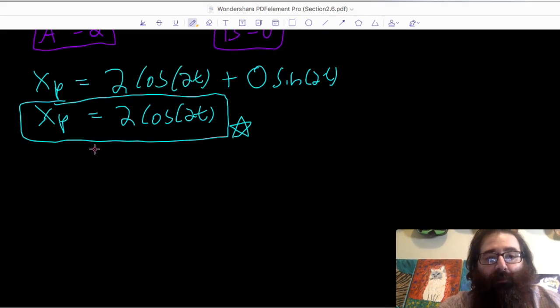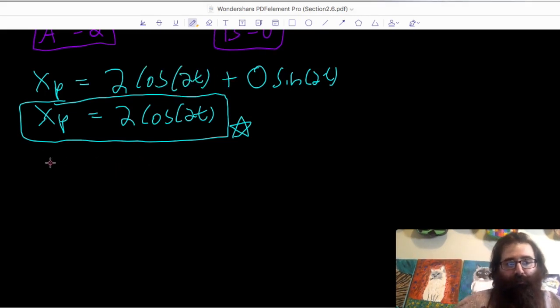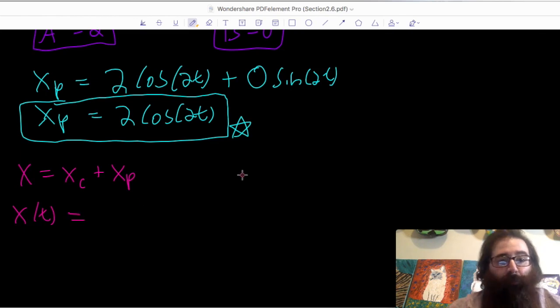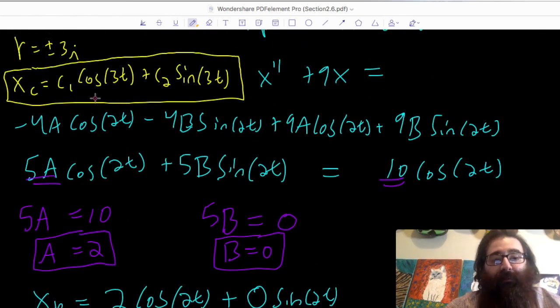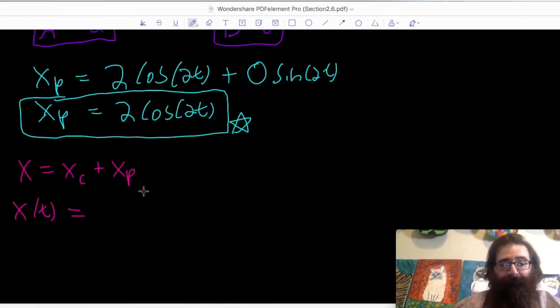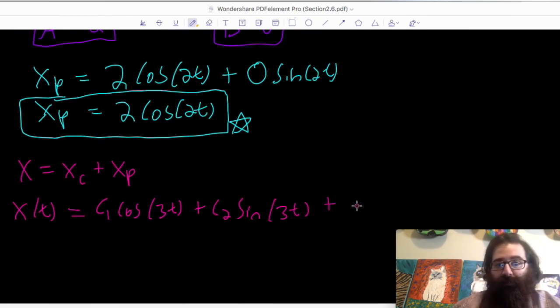And here we want to use that superposition principle where x is equal to the complementary solution plus the particular solution. So x, my function of t, is equal to a complementary solution. The solution to the homogeneous was c sub 1 cosine 3t plus c sub 2 sine of 3t. And we add to this our particular solution, the solution to the non-homogeneous, which is 2 cosine 2t.